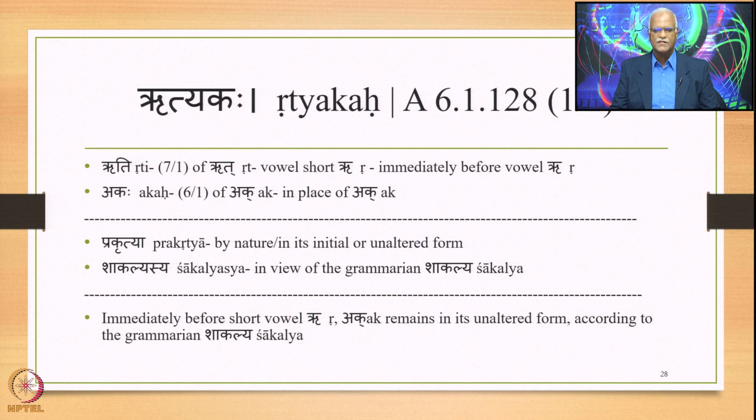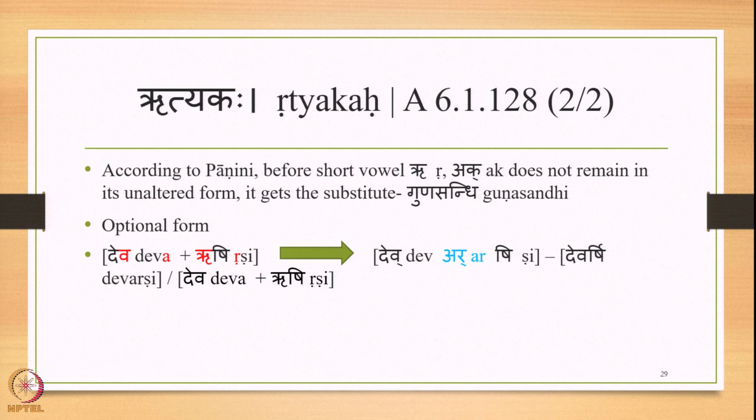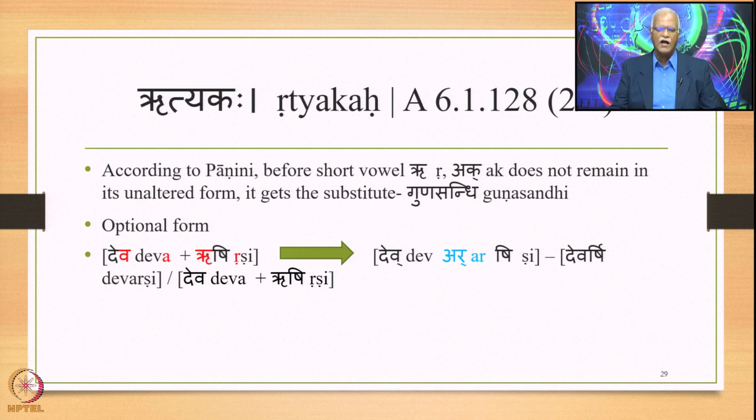Prakritya is another word that is continued, by nature or in its initial or unaltered form. Shakalyasya means in view of the grammarian Shakalya. So what this sutra means is that immediately before short vowel ru, ak remains in its unaltered form according to the grammarian Shakalya. What it means is that according to Panini, before short vowel ru, ak does not remain in its unaltered form, rather it gets the substitute guṇa-sandhi.